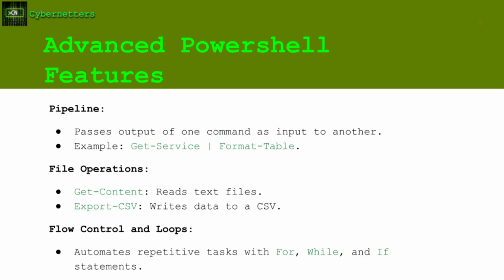Let's take it up a notch and explore some of the advanced features of PowerShell that make it such a powerful tool for automation. So we first have the pipeline, which allows you to pass the output of one command as the input of another, making it easy to chain commands together. For example, Get-Service pipe Format-Table. This lists all the running services and formats the output into a table.